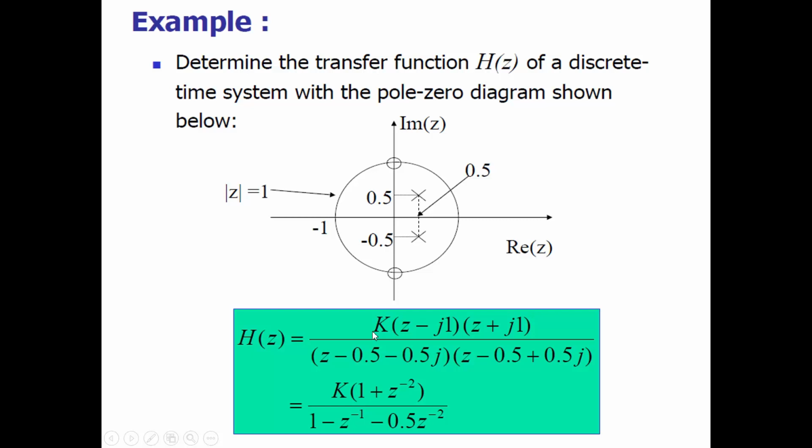K is a constant factor which is the gain of the system. We cannot determine this from the pole zero diagram, so let us put a constant K here. Two zeros are there: plus j1 will represent z minus j1, and minus j1 will represent z plus j1. Two poles are the complex conjugate pair, so we write z minus the first pole, z minus the second pole. If you solve it further, you will finally get this expression for the transfer function of the system represented by this pole zero diagram.